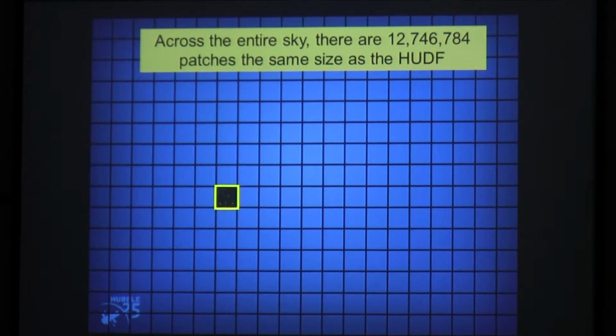If you know how many images it takes to cover the whole sky, and you know how many galaxies are in just one image, you can calculate how many galaxies there are in the observable universe across the whole sky. That's assuming that the Hubble Ultra Deep Field is a typical patch of the universe, right? That it's no more populated with galaxies than any other patch. That's the assumption. But if you make that assumption, you can do that calculation.